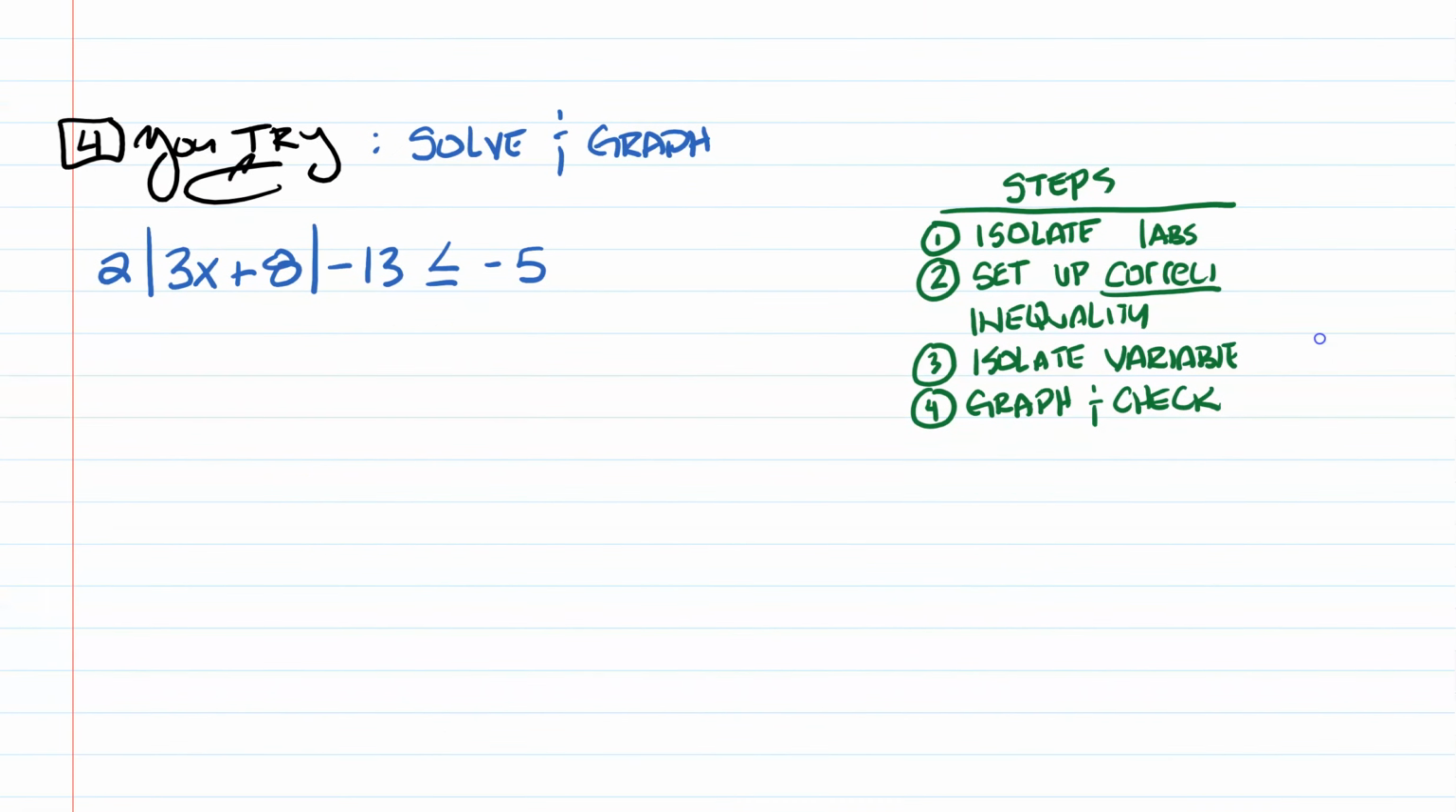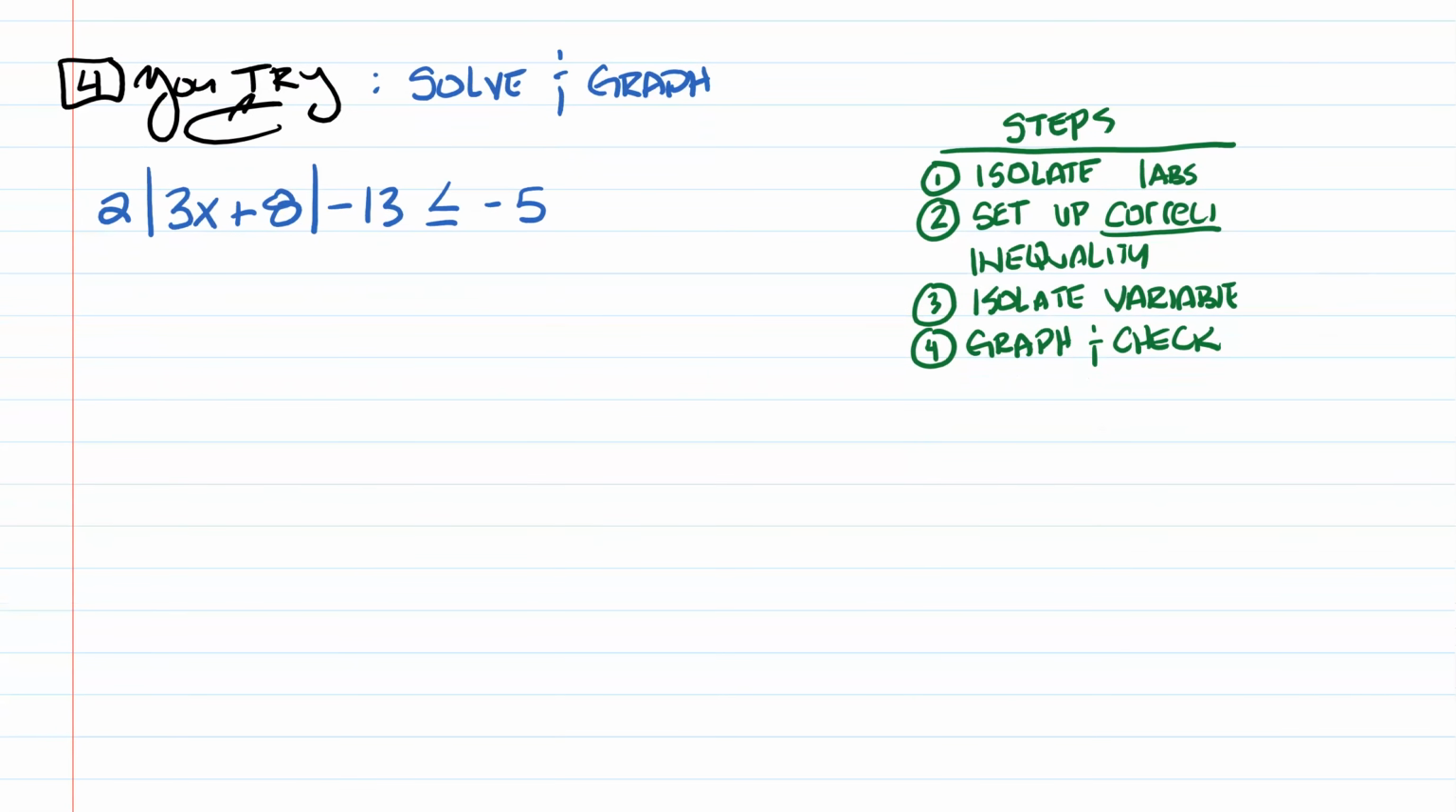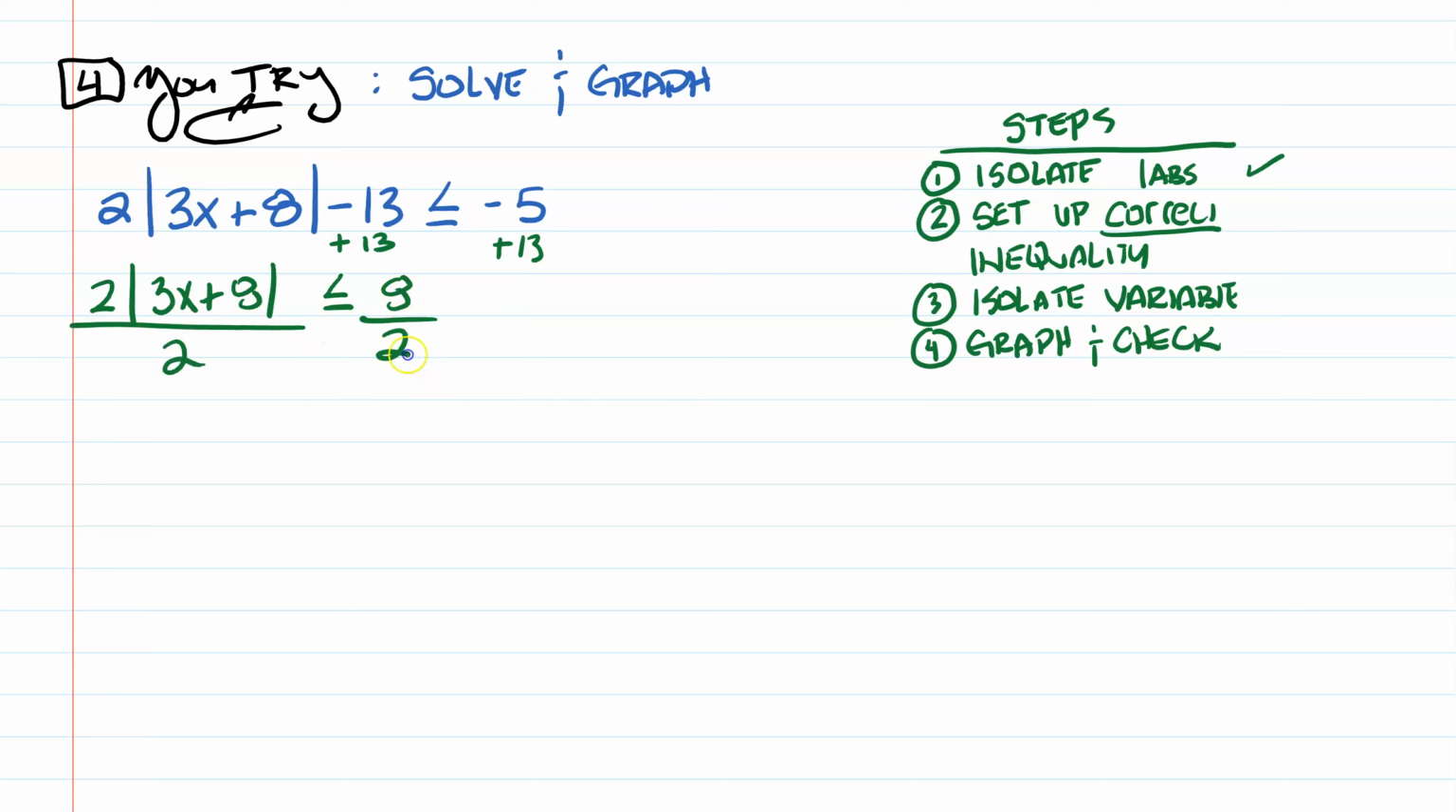You guys try this one on your own. Let me know how you do, and I'll show you the answer in just a second. So again, let's isolate that variable. 2 times the absolute value of 3x plus 8 is less than or equal to 13 minus 5, so add 13 to both sides, and that gives 8. Then divide by 2. So the absolute value of 3x plus 8 is less than or equal to 4.